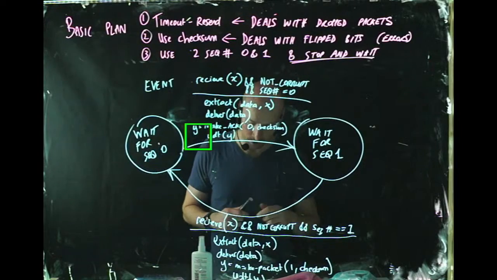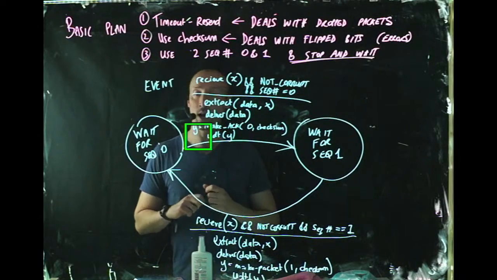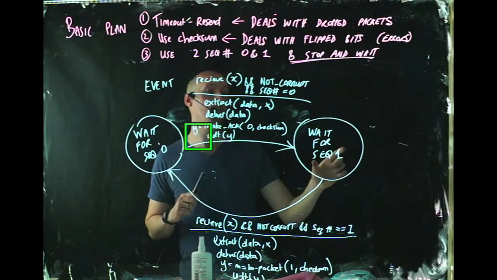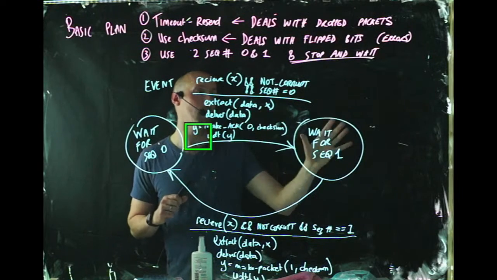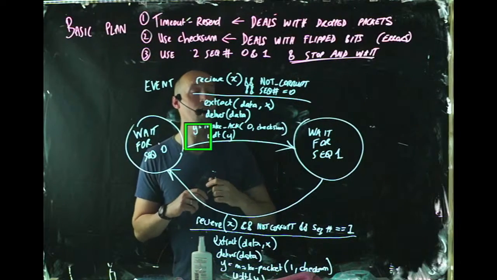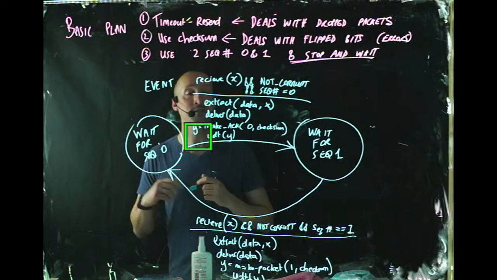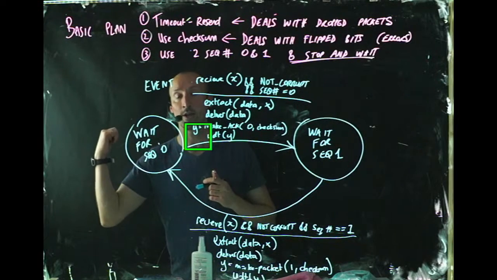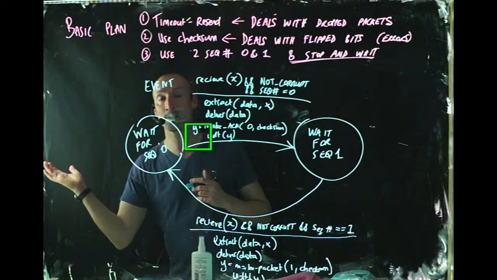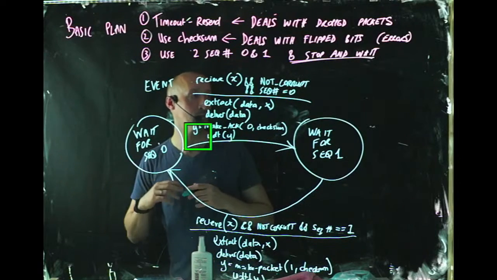So there's a few possibilities here. While I'm waiting for sequence number 1, so let's say I managed to move over here, I could receive a packet with the wrong sequence number, which means it's a duplicate of an old one that I already received. Maybe they sent it again because they thought I lost it. They didn't get my acknowledgement.